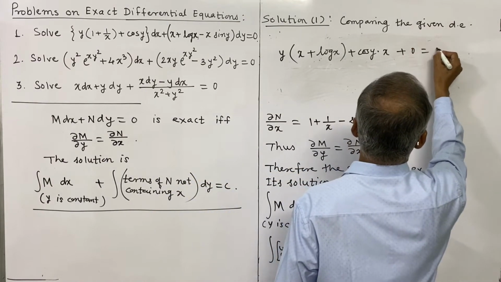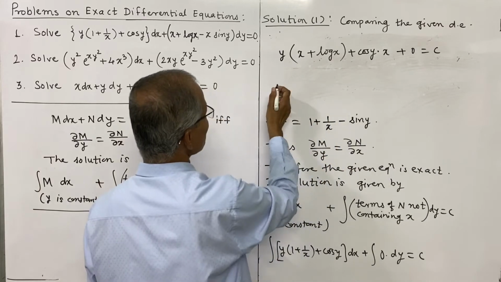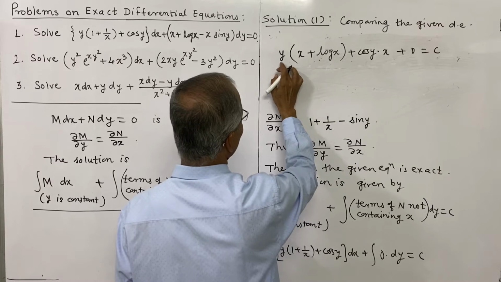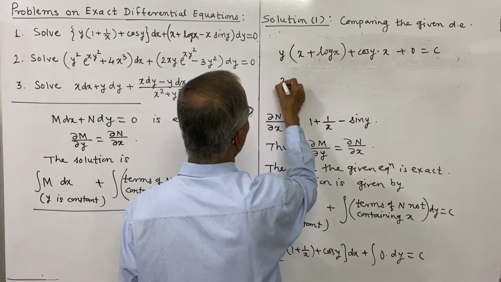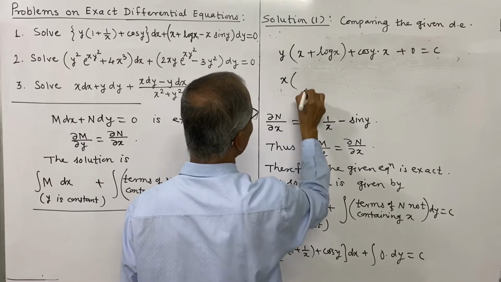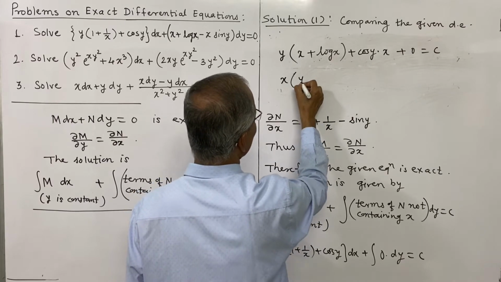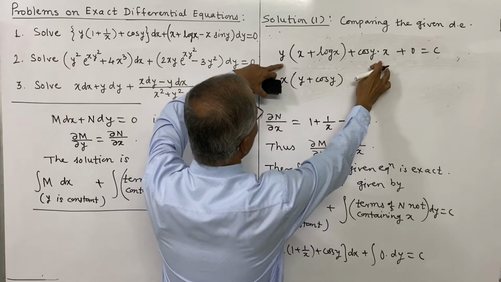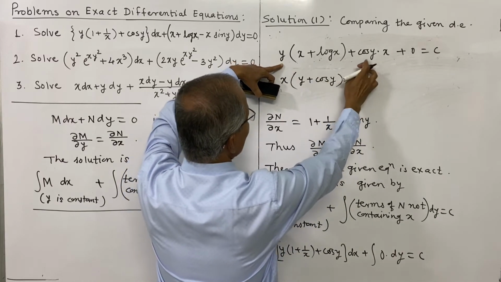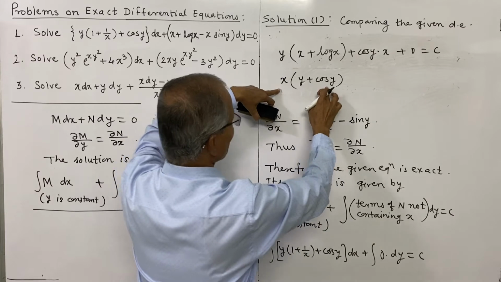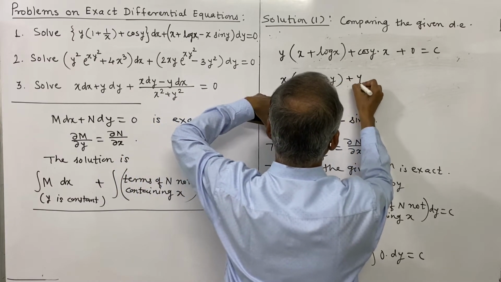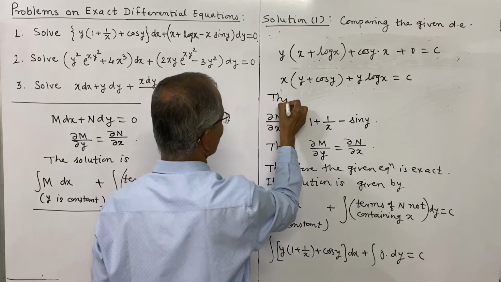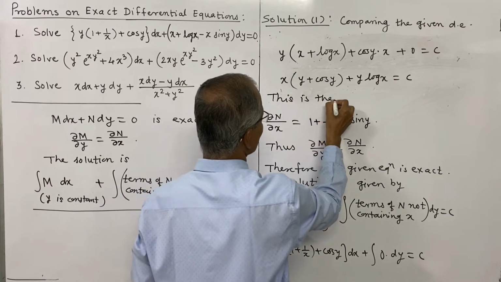Plus 0 is equal to c, that means this is x into cos y and this is xy. So x into bracket we can write y plus cos y, I have taken x common, and then y log x is equal to c. This is the solution. This is the general solution.